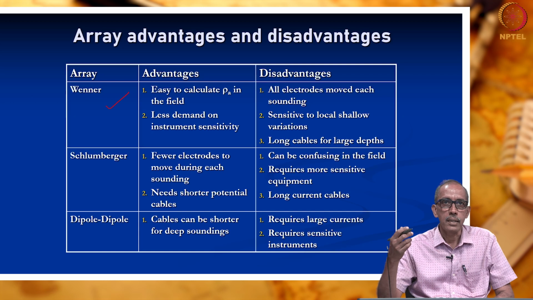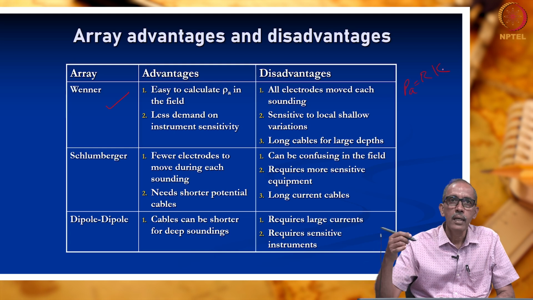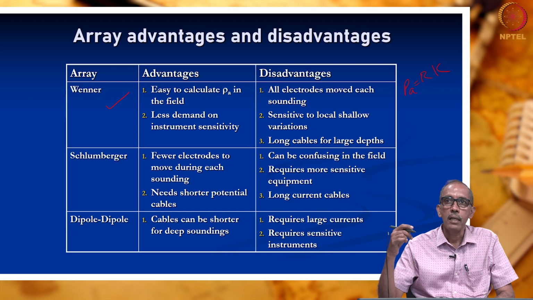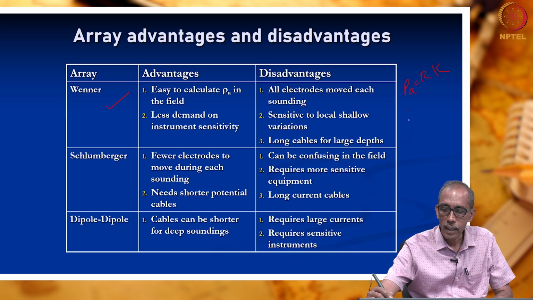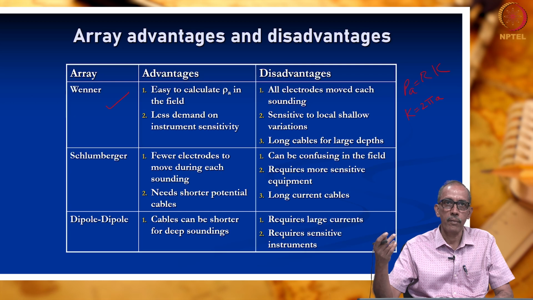What are all the advantages? It is easy to calculate the rho A value. Why? The value of rho A is dependent on the resistance measured as well as the constant K, which is dependent on the way in which we arrange our electrodes. In the case of Wenner method, it is easy to calculate K. K in the case of Wenner method is only equivalent to 2 pi times A, where A is the distance between the electrodes. So, it is easy.